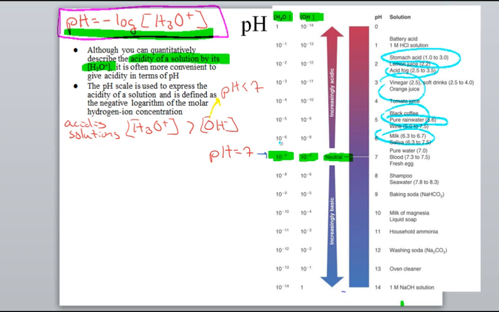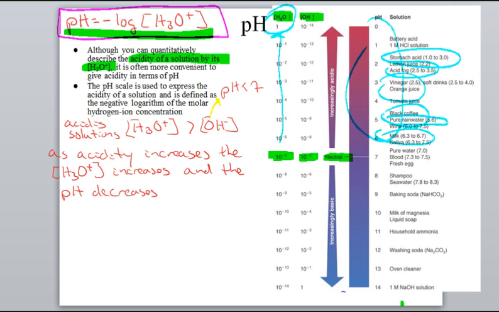But notice acidity increases as the hydronium ion concentration increases. Look what happens to pH. As something becomes more acidic, the pH actually decreases. So what I wrote there: as acidity increases, the hydronium ion concentration increases, and the pH decreases. So something with a pH of 1 is more acidic than something with a pH of 6. Your stomach acid is more acidic than the milk that you're drinking.